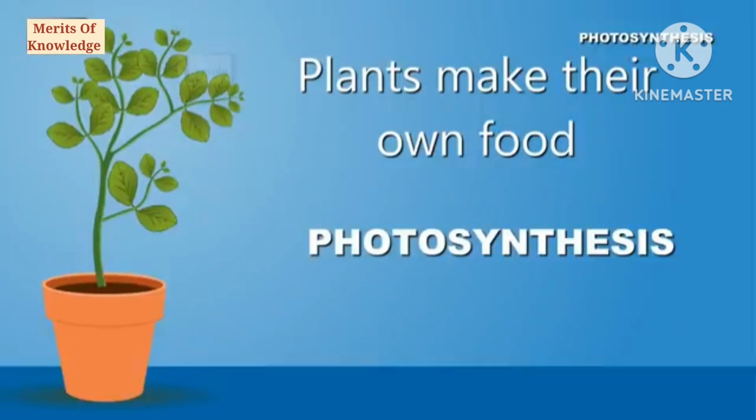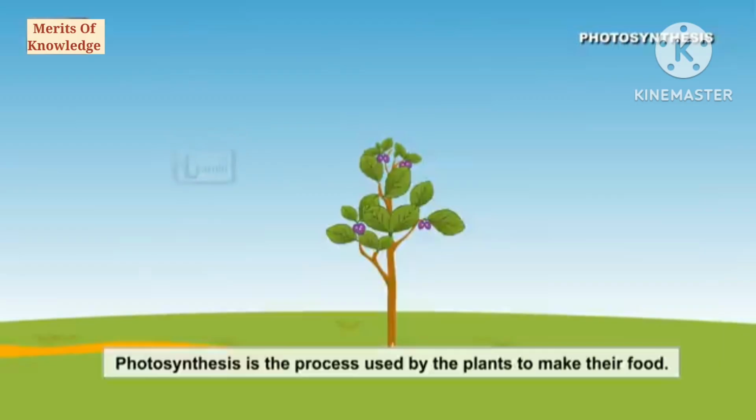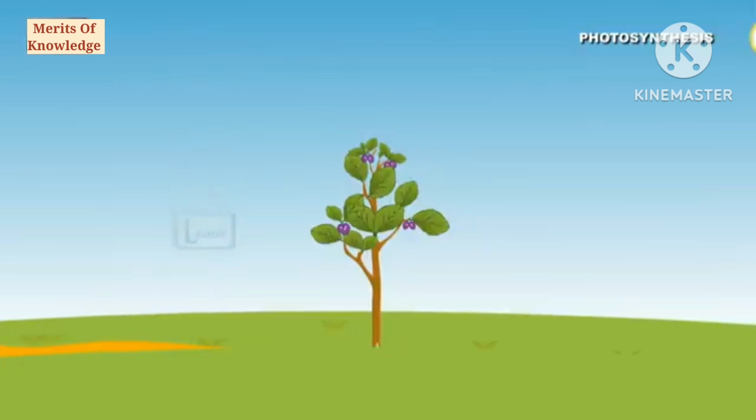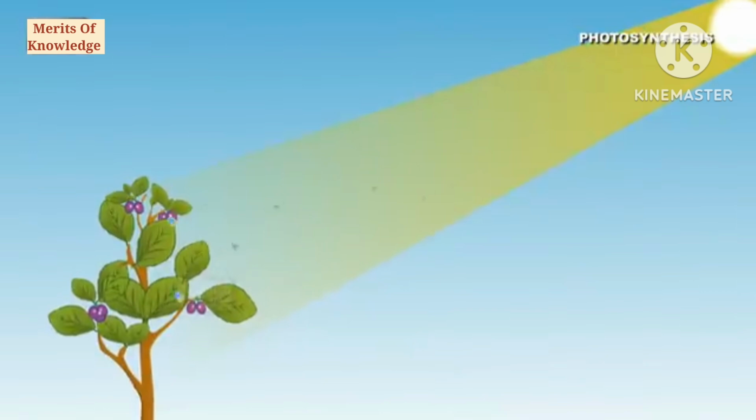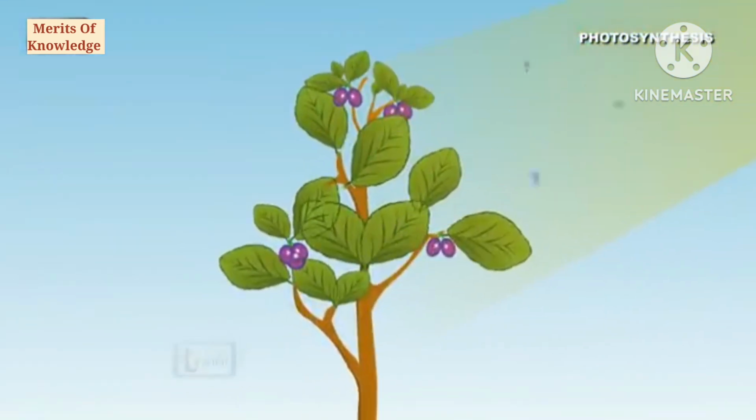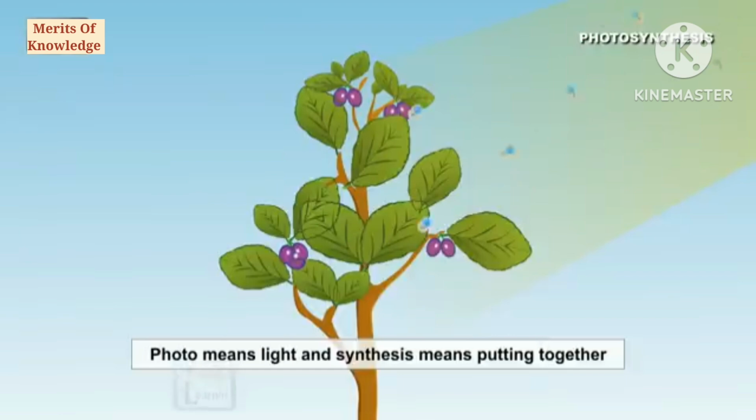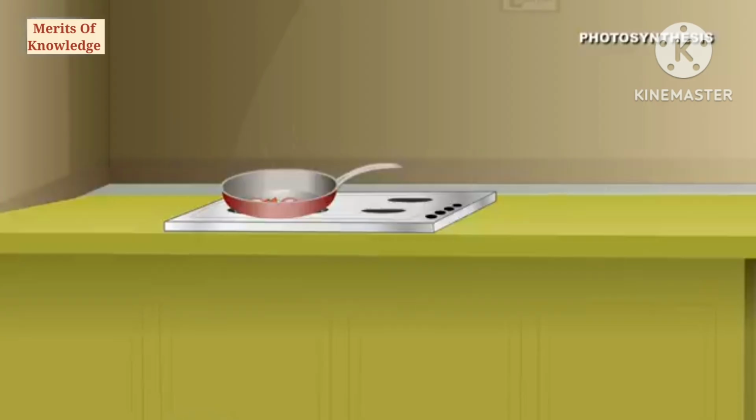Today we will be learning about how plants make their own food by photosynthesis. Photosynthesis is the process used by the plants to make their own food. The sunlight will help the plant to prepare the food on its own. Photo means light and synthesis means putting together.